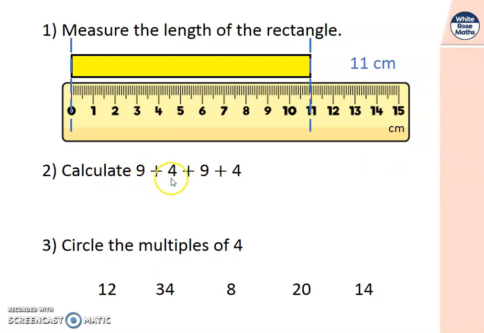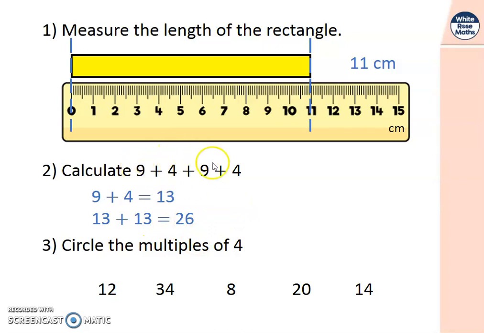Calculate 9 add 4, add 9, add 4. Can you remember this pattern from yesterday? There were 2 different ways to tackle this. We could do 9 add 4, which makes 13. And we can see we've got another 9 add 4 here, which is another 13. So 13 add 13 is 26.